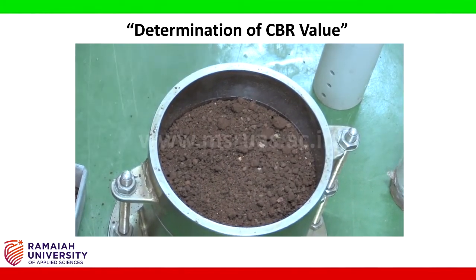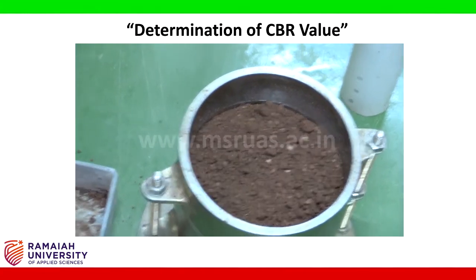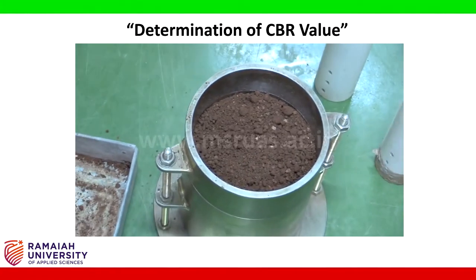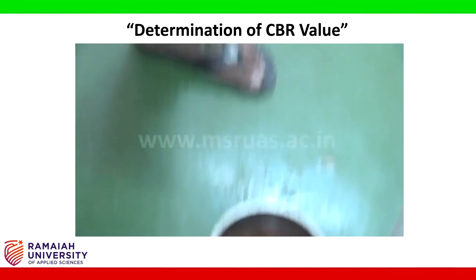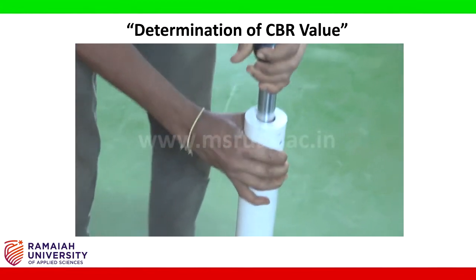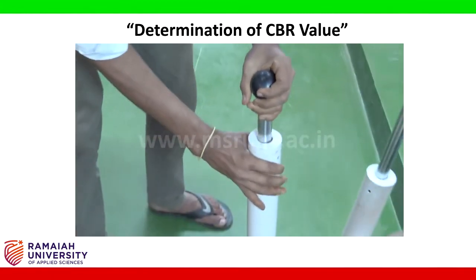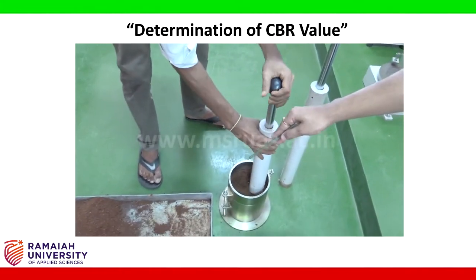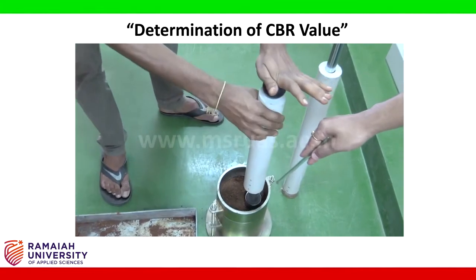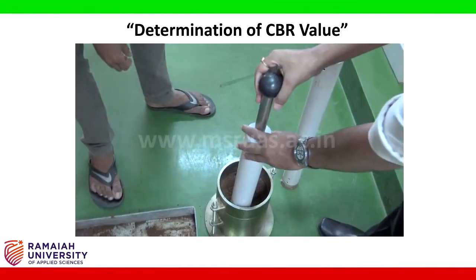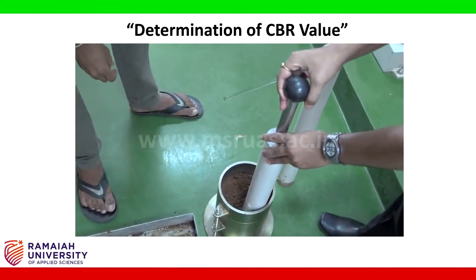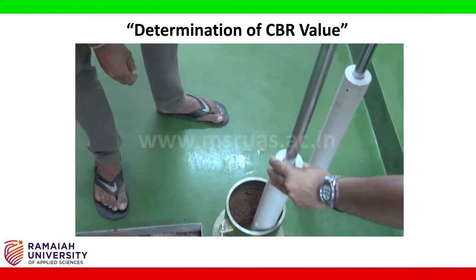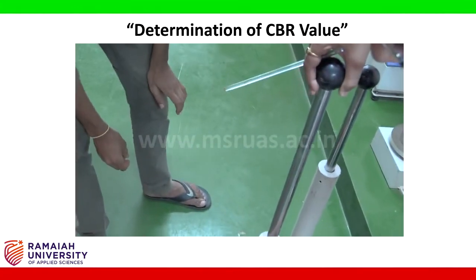Once the soil is placed in the mold, we shall start with the compaction process. So I am going to make use of the light compaction rammer, and I am going to compact it by giving even distribution of compactive effort throughout the specimen. Place it on the soil, lift it to the maximum height and drop the weight.